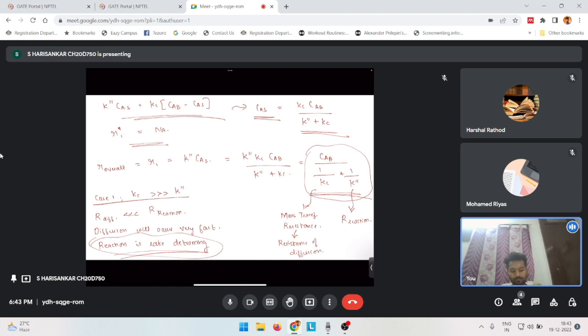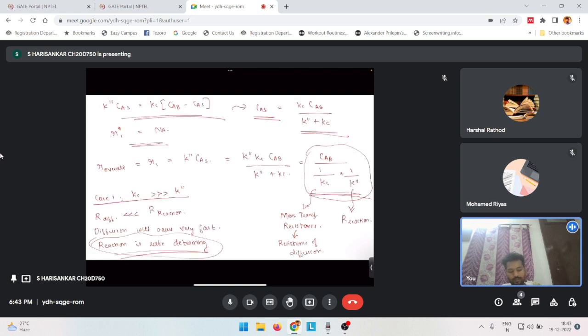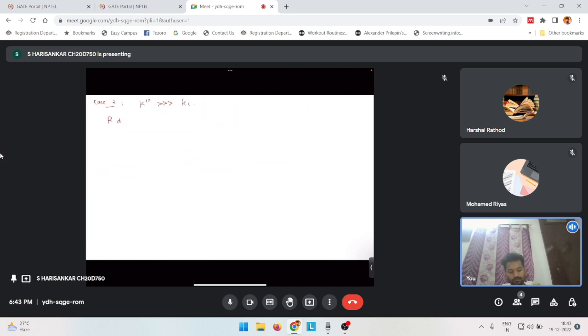Now you can have the other two cases as well. Case 2 is K double dash very much greater than KC. That means the resistance of diffusion is very much greater than the resistance of reaction, so reaction will happen very fast and diffusion will happen very slow, and this will be rate determining.